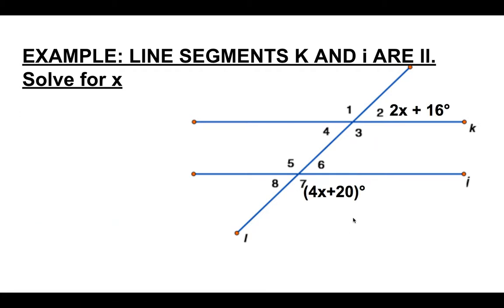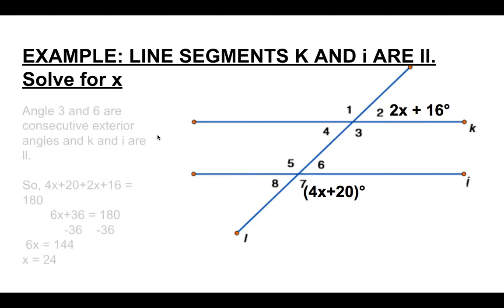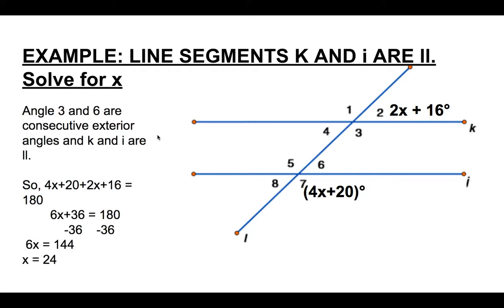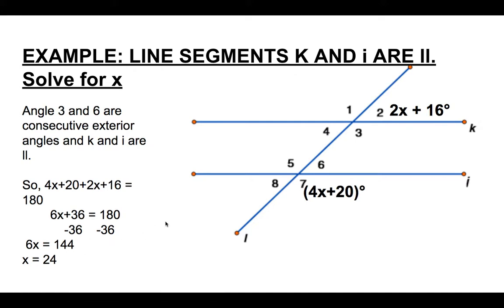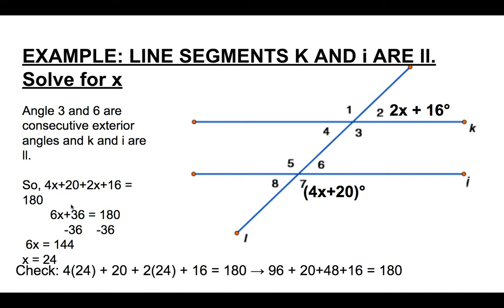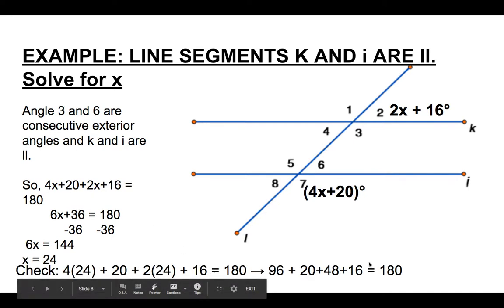And then again, line segments K and I are parallel, solve for X. So in this case, angle 2 and angle 7, those are consecutive exterior angles. And I'm already given that K and I are parallel, so that means I can go ahead and set it equal to 180 and do those same steps as I did on the last problem, combining like terms. First step, I combined the 4 and the 2, the 20 and the 16, subtracted the 36 from both sides, divided by 6, and I got 24. And then again, I can substitute it back into my equation right here, and then just double check that it equals 180, and in fact, it does.